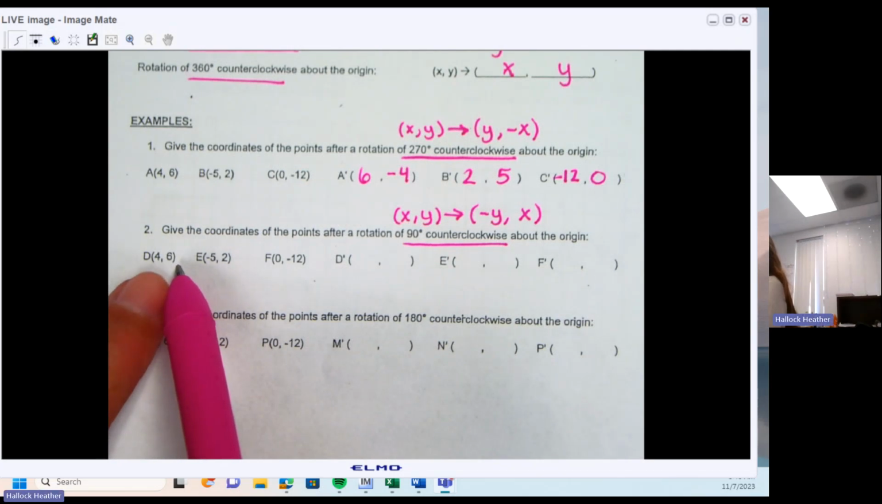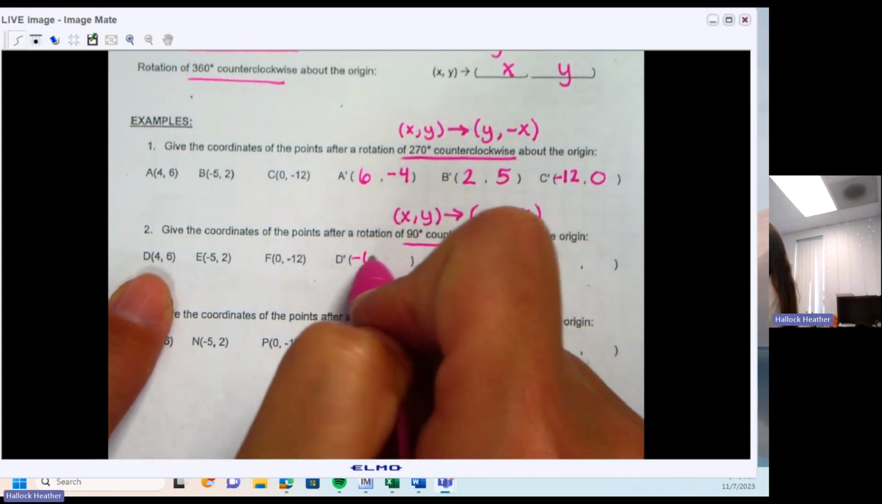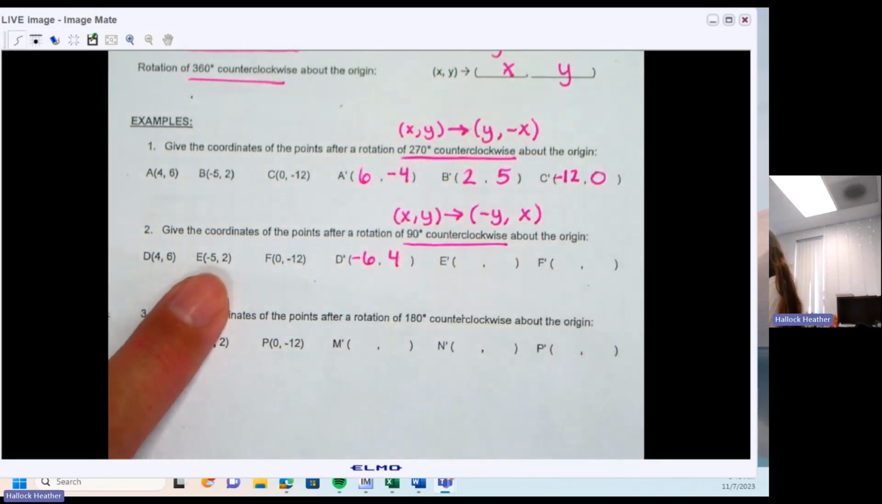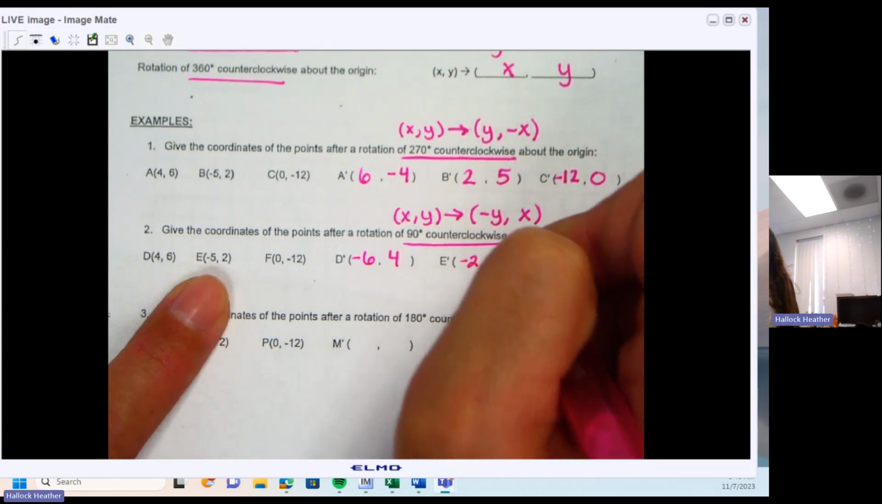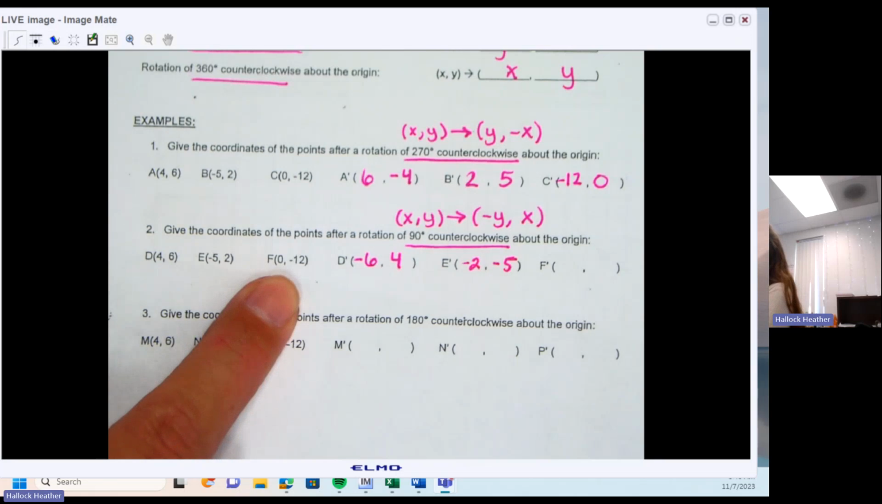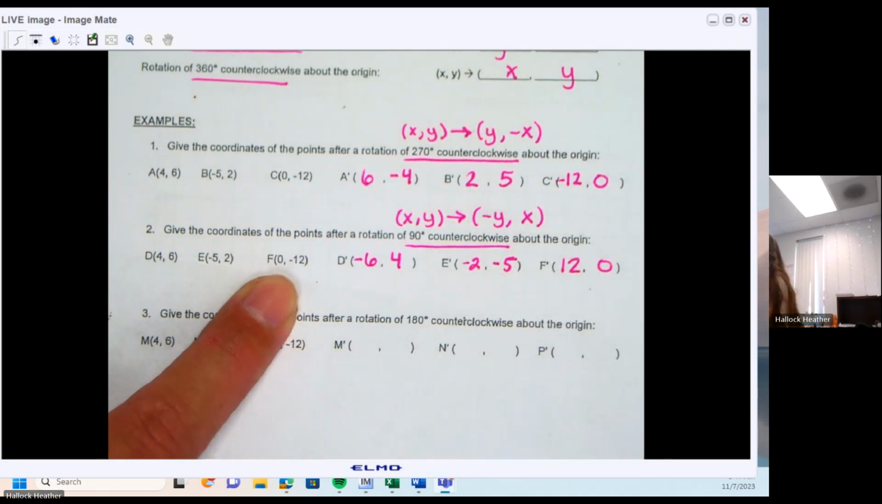So if D was 4, 6, what would it be now? -6, 4, good. If E was -5, 2, what's it going to be now? -2, -5. And then for F, it was 0, -12. So I'm going to flip it and switch that front. So what's it going to be? 12, 0. The last one is the easiest. This one's easy peasy lemon squeezy.